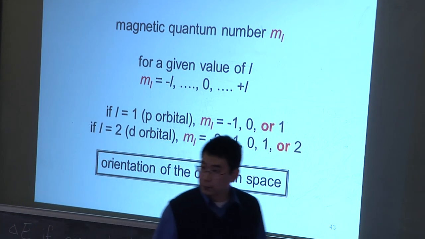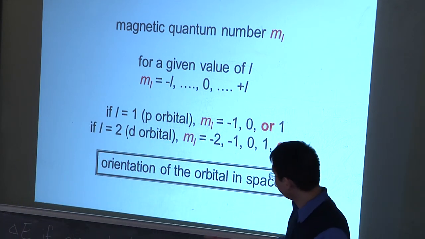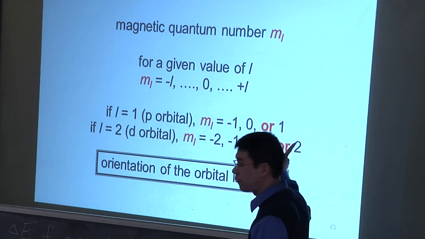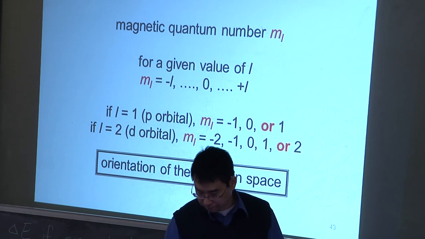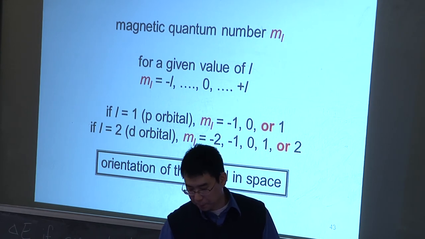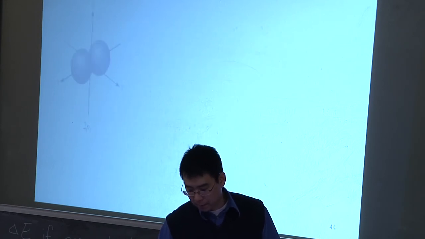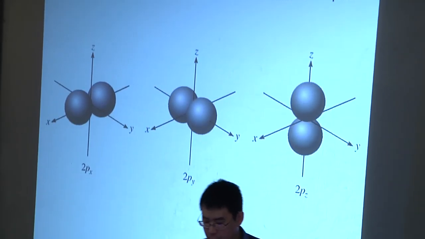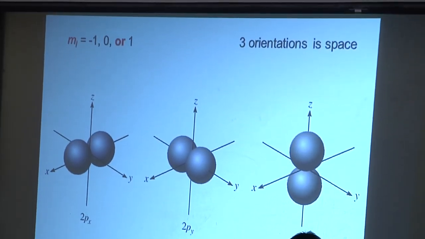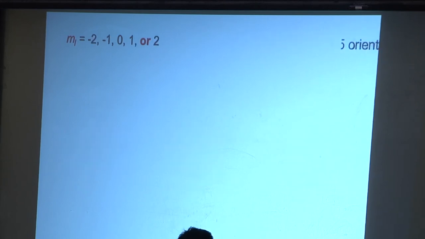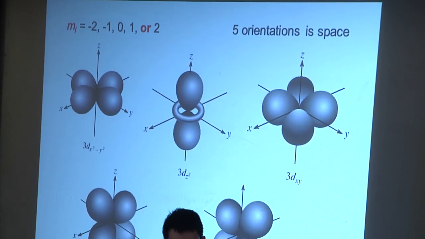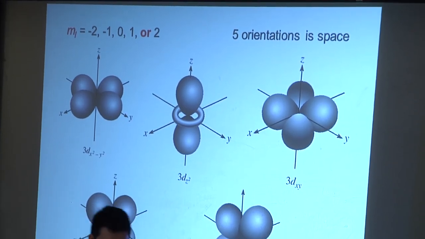So you could have x, y, and z, right? And then the d orbitals, we had 1, 2, 3, 4, 5, right? We had 5 different orientations in space. Right, so your p orbitals, 3 orientations in space, corresponds to m sub l equals negative 1, 0, or 1. 5 orientations in space, negative 2, negative 1, 0, 1, or 2.